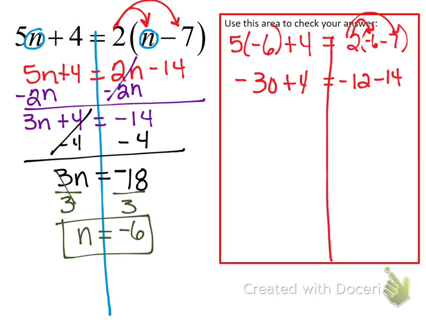Okay? Then I go back to my left side and I solve. What's -30 plus 4? Well, that's going to equal -26. On my right side, I'm just going to take -12 minus 14. That's going to equal -26. If those numbers are the same on each side of your line of equality, then your answer is correct.